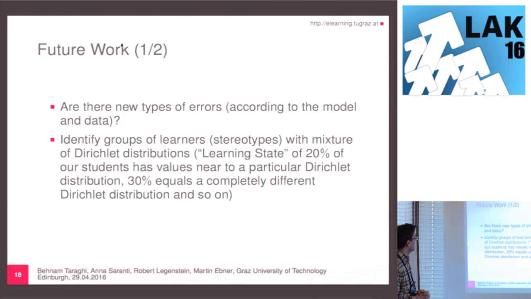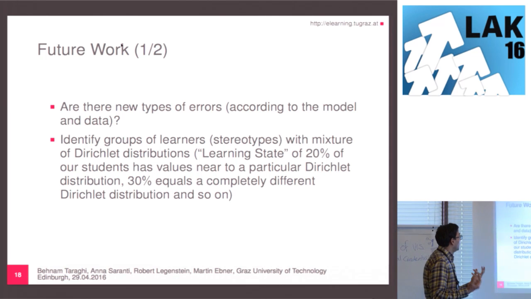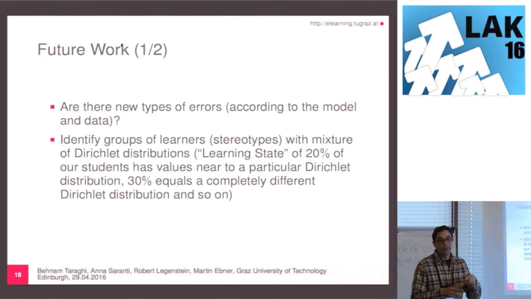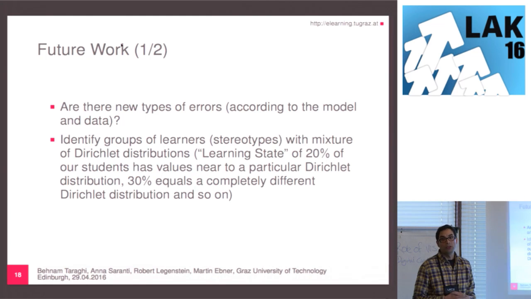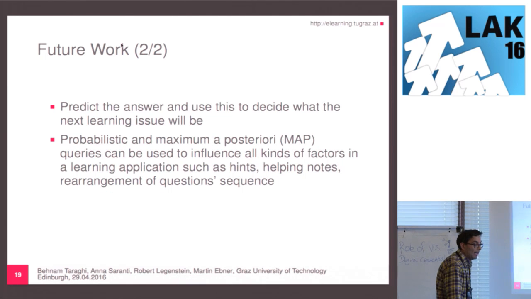What we can do for future work, we can probably find more error types. It depends on the dominance of the category unclassified error. If it is high, then we have to go into that category and see if we can find more error types. We can identify stereotypes with a mixture of Dirichlet distributions. We can also predict the answer that the user would give to a posed question, and according to this prediction, we can decide what the next learning question could be. A very interesting topic for the future is to maybe rearrange the question sequence in the application. And the question is how we can do that. So it's a big question mark for us.